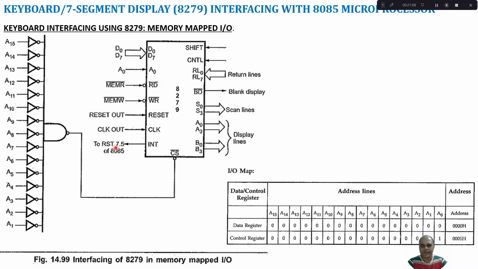There are return lines, shift and control lines, then scan lines. So this is how we can interface your 8279 IC in keyboard mode with your 8085 microprocessor.